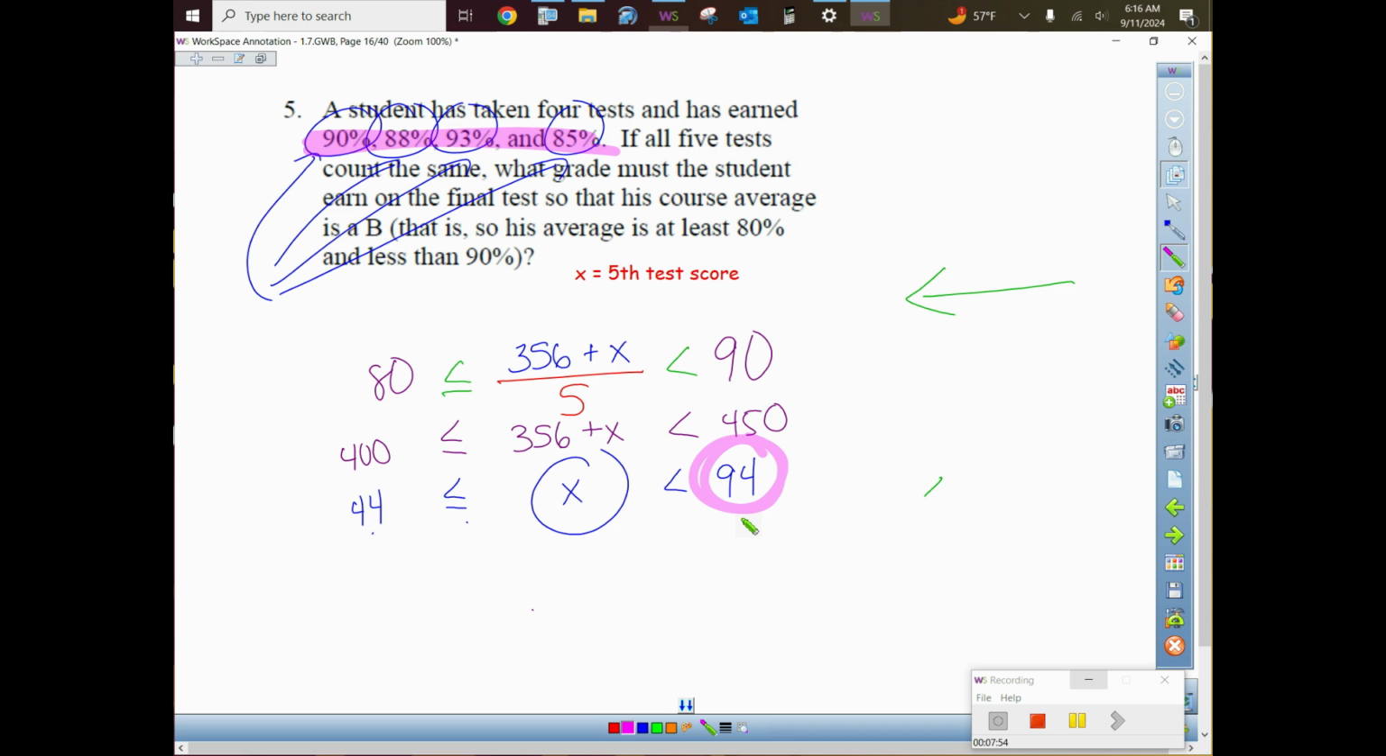So it is possible for this student to get an A in the class if they get a 94 or better on the final. Now, when you get to homework, homework is only going to ask you what's the minimum score that they need on this? That would be this one right here. So the minimum score they need is a 44.